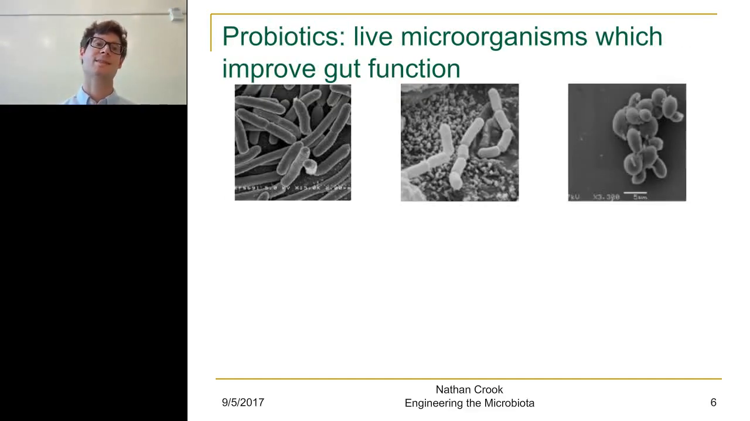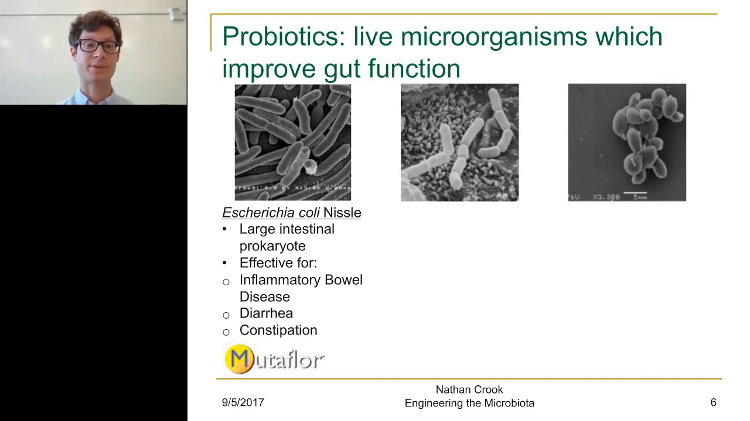So one of these things is a probiotic. These are live microorganisms that improve gut function. These are defined species. So I'm showing you 3 examples of different types of probiotics which people will take. One of them is E. coli Nissle, shown on the left here. It's a large intestinal prokaryote, so it exists in the large intestine. It's effective for treatment of inflammatory bowel disease, diarrhea, and constipation. It's actually marketed in Europe as Mutaflor, and it's one of the few probiotics which has been clinically shown to have improved the ability to treat these sort of irritable bowel disease infections.